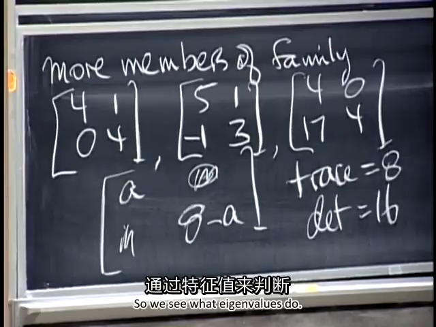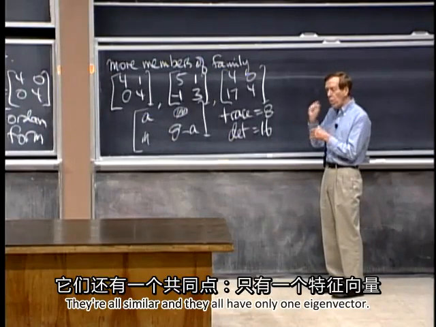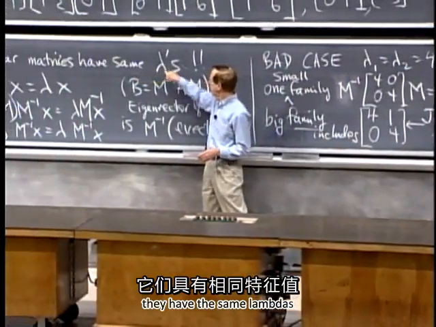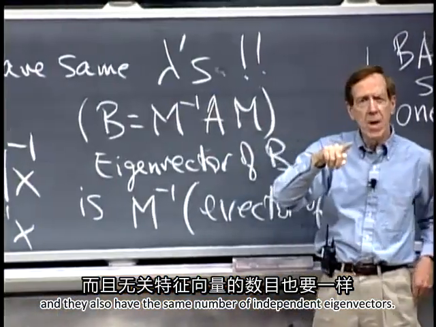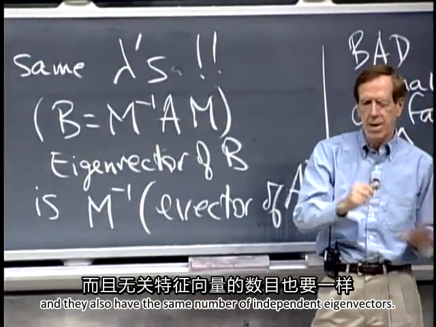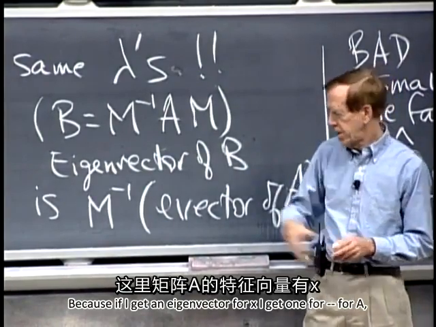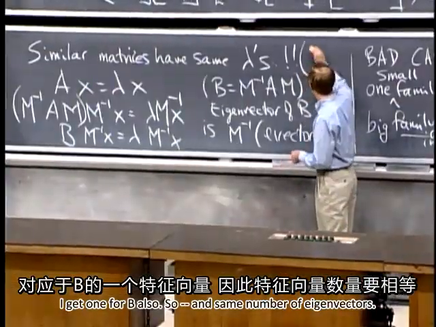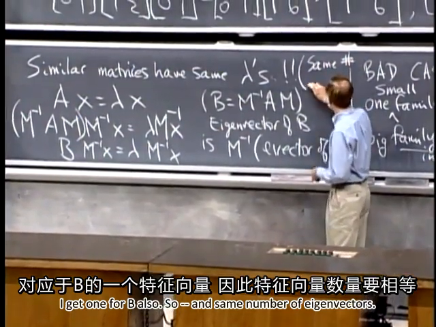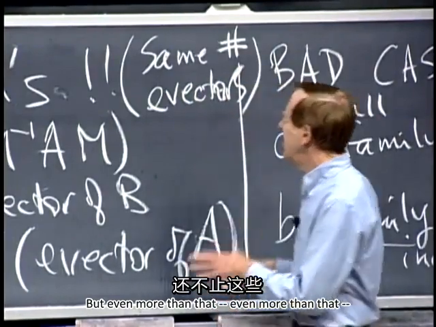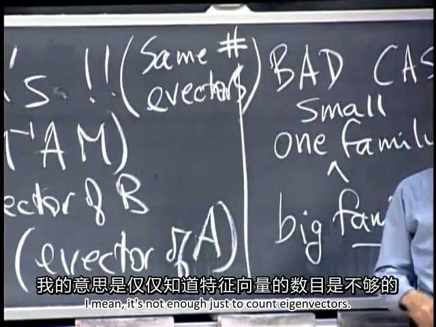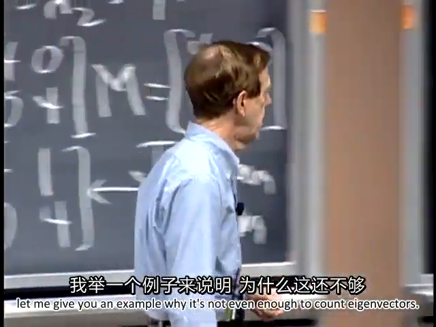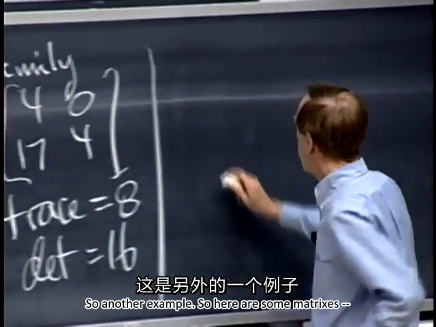So we're seeing what eigenvalues do. They're all similar, and they all have only one eigenvector. So if you allow me to add to this picture, they have the same lambdas, and they also have the same number of independent eigenvectors. Because if I get an eigenvector for x, I get one for a, I get one for b also. So, same number of eigenvectors. But even more than that, it's not enough just to count eigenvectors. Let me give you an example why it's not even enough to count eigenvectors. So another example. So here are some matrices.